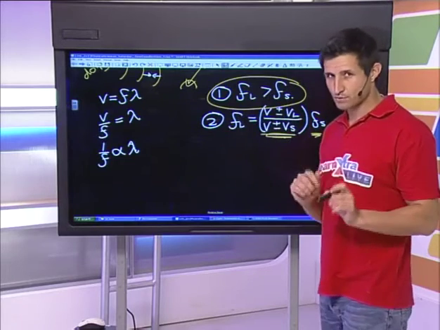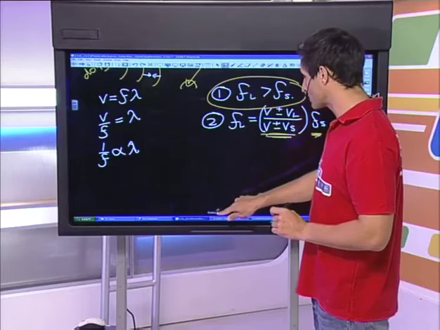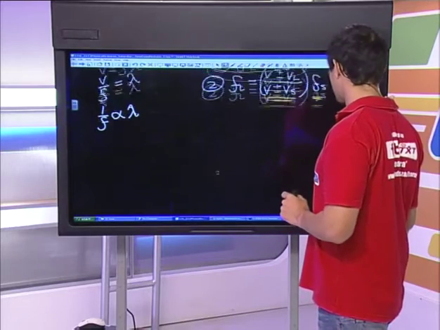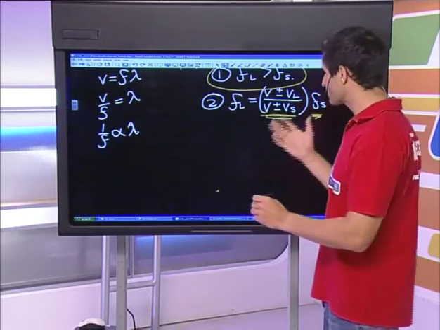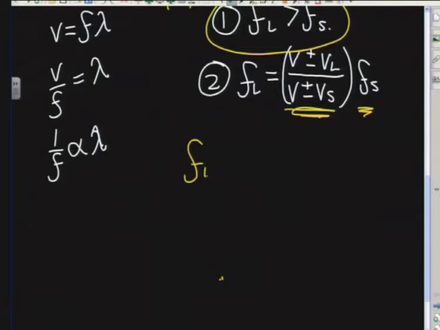Now, here's what I'm going to do. I'm going to change my equation. My Doppler equation is now going to simplify, and here's how I'm going to do it. I'm going to rewrite it and explain it slowly as we go. So we want to find out frequency listened. Now remember, I told you that this fraction must get bigger.